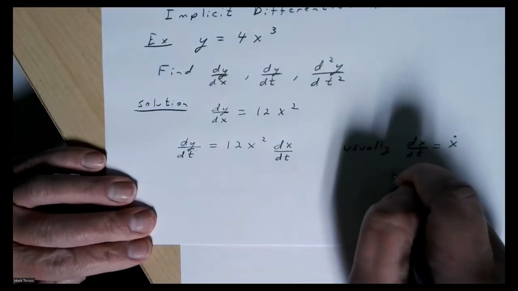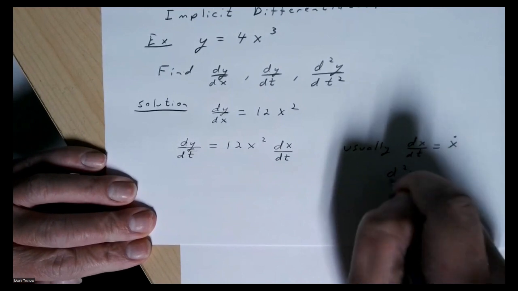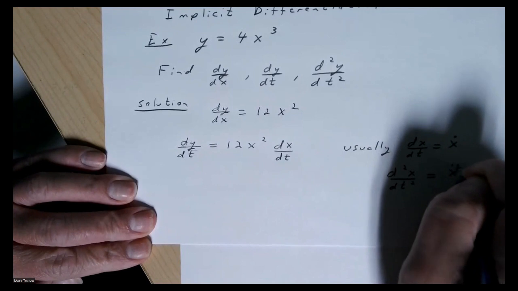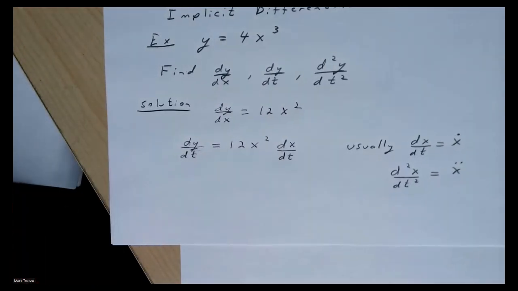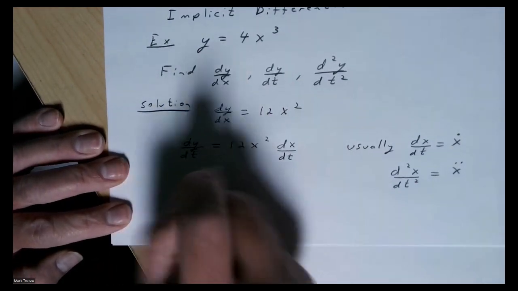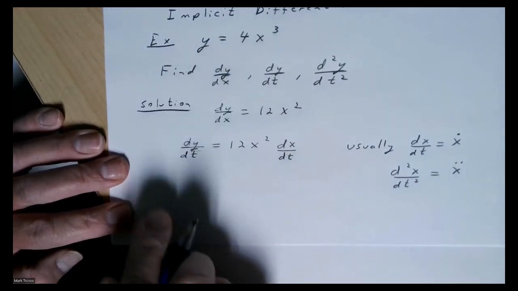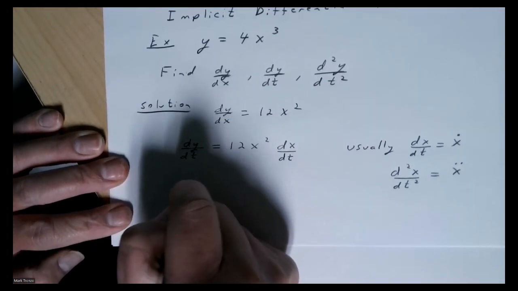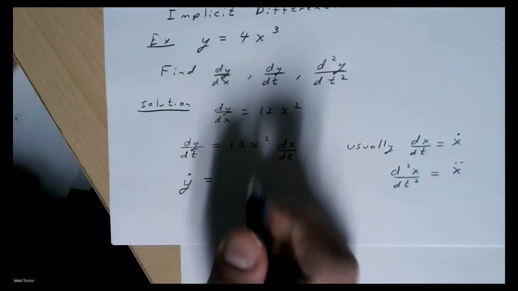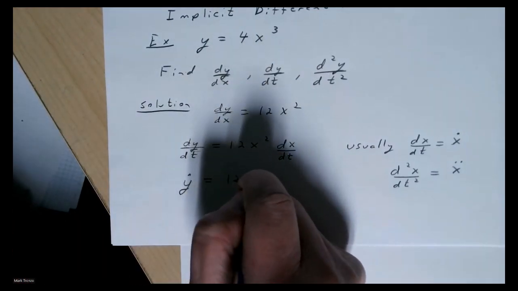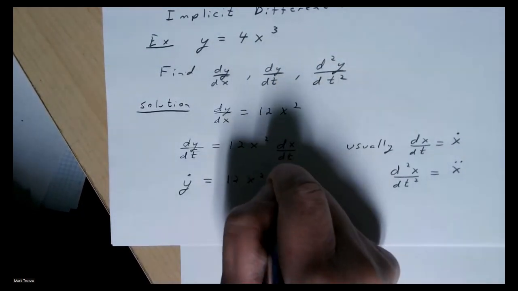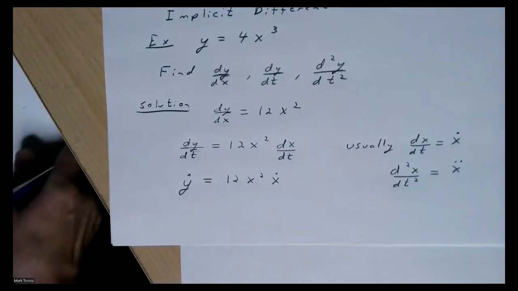And then, of course, the second derivative is going to be x double dot. And the same thing with y. So when we did this over here, we took the derivative of this with respect to t. On the left-hand side, we could have called that y dot. And the right-hand side, we'd have 12x squared, then times the derivative of what's here, which would be x dot, like that.